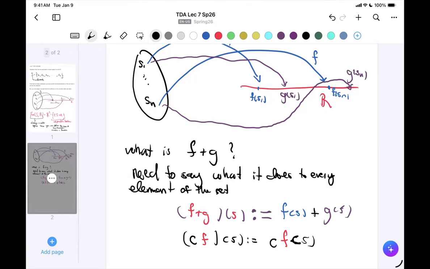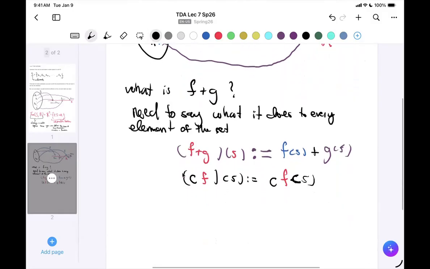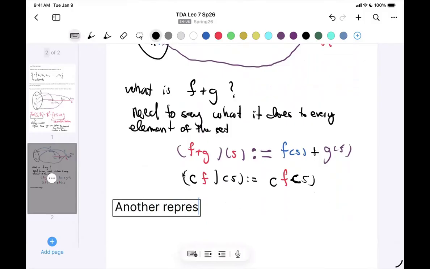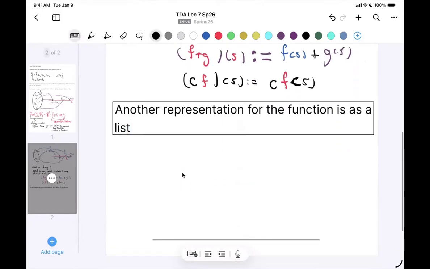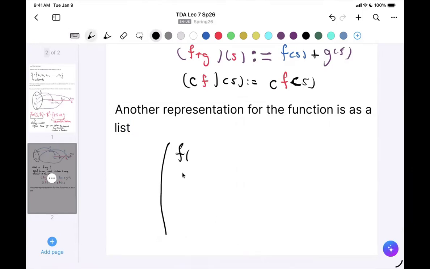Here's a more concrete example, maybe from a more discrete math perspective. If the set is finite, what does it mean to specify what the function does at the elements of the set? You can think of that as a list of numbers, right? Another representation for the function is as a list. Because if you want to say what the function does, you just have to tell me what it does to the first element, what it does to the second element, and what it does to the third element.